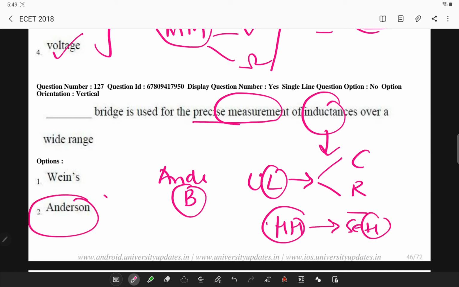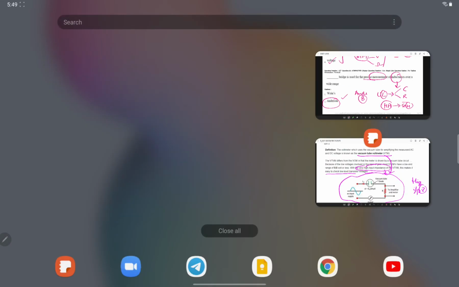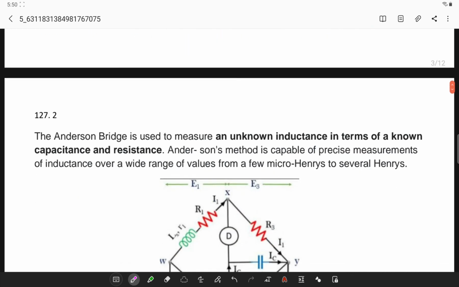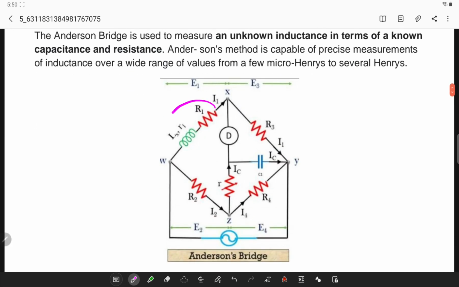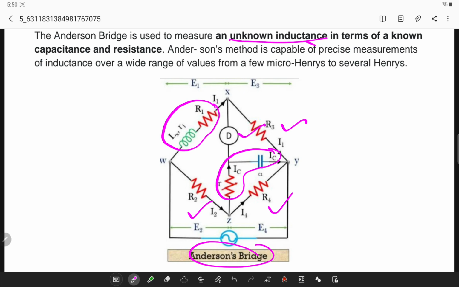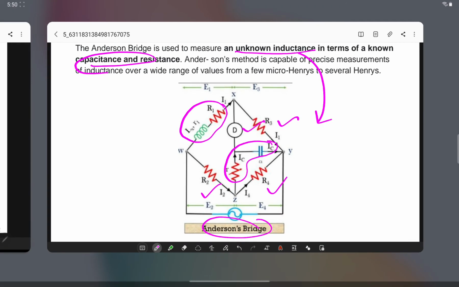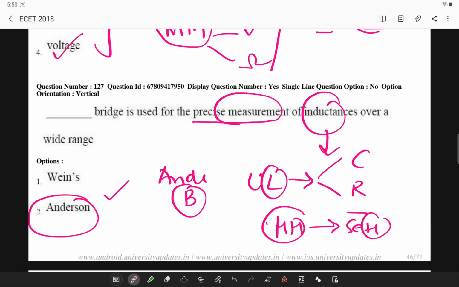I want to show you how exactly this bridge looks. See this bridge: on one side you have an inductor and resistor in series, and the other three bridge elements are resistors, and you have a capacitor along with the deflection detector. This is an Anderson bridge, and it is used to find the inductance in terms of known capacitance and resistance.